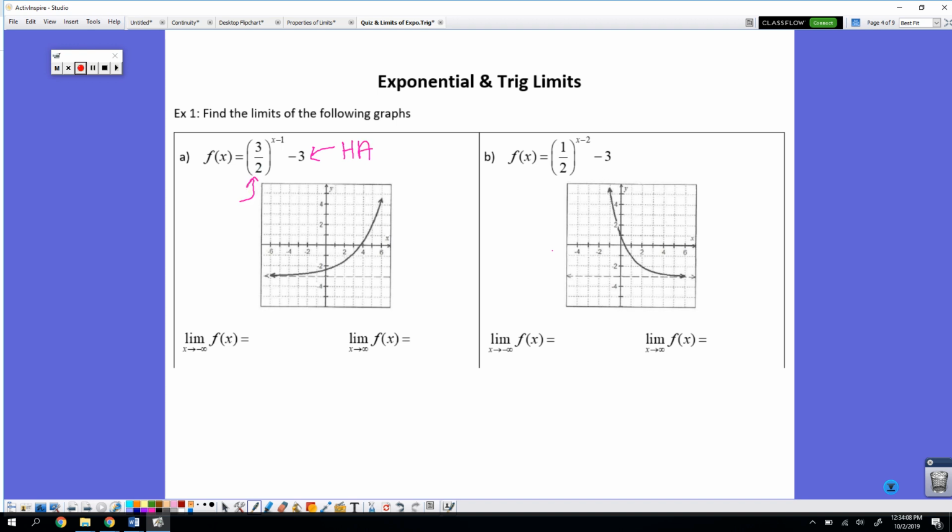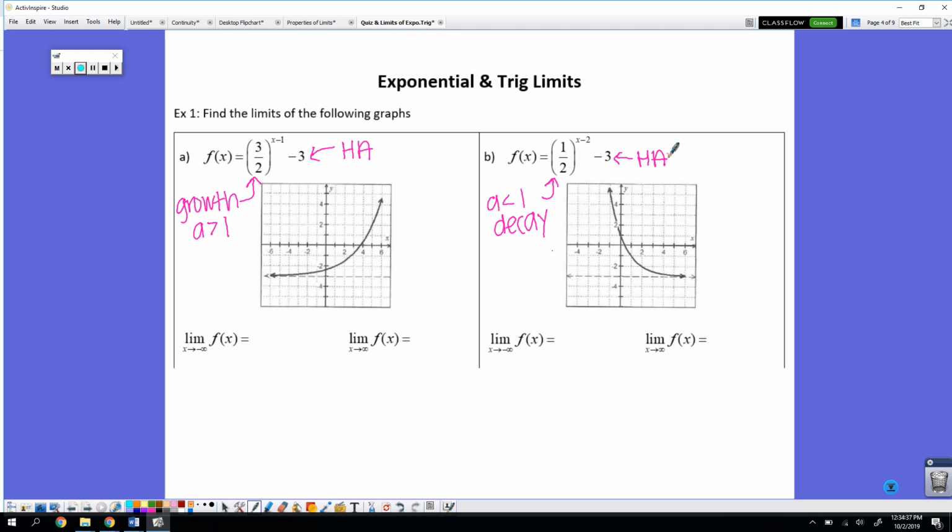and that 3 halves means that it's growth. Okay, so when a is greater than 1, it's growth. For this one, we'll say when a is less than 1, we have decay. All right? Now, this one right here is still our horizontal asymptote. And then we'll go through and we'll do the limits for these two functions.